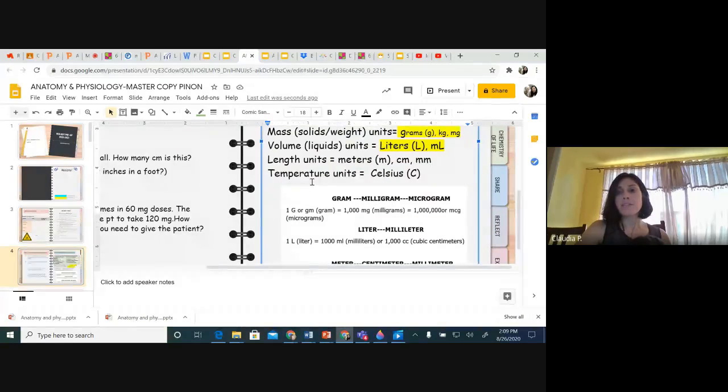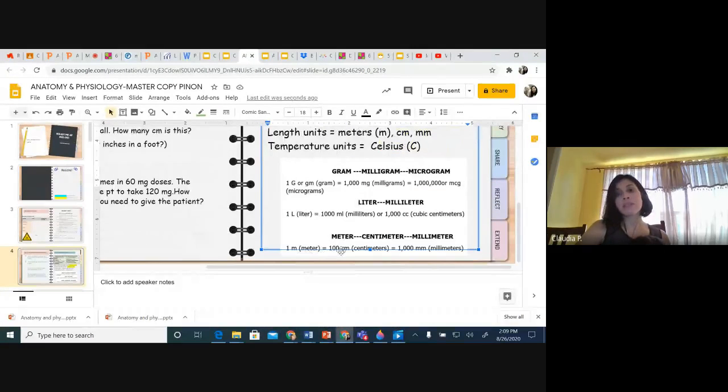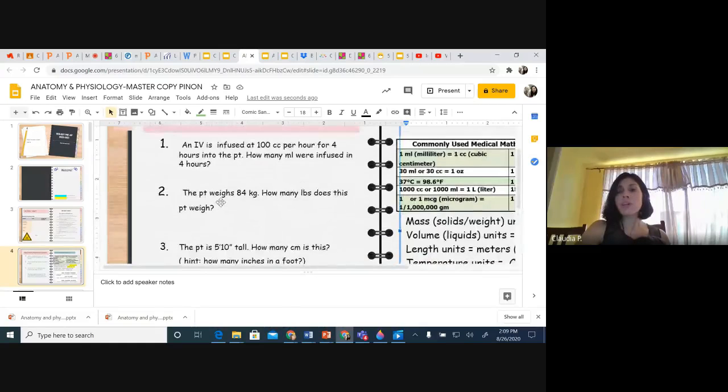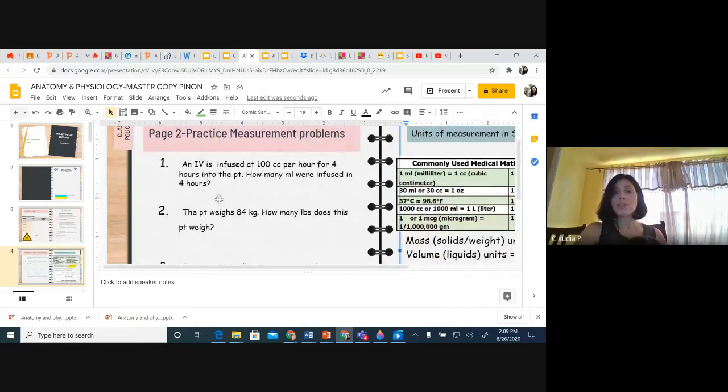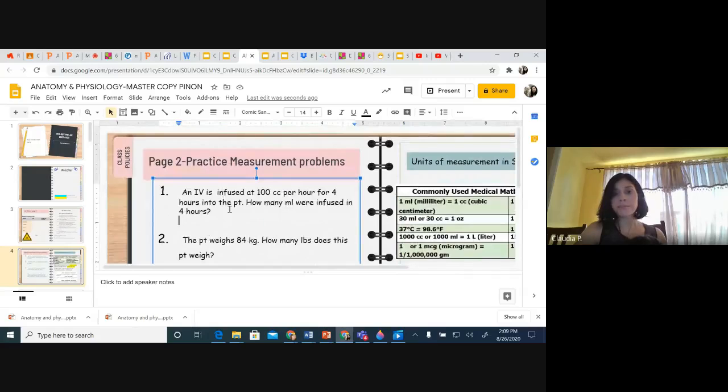So you all have some references here, like 1 meter is the same as 100 centimeters, etc. We're not really going to work so much on conversions rather than just becoming familiar with how to use these units. So let's do a practice problem together. Tomorrow I'll leave some more problems for y'all to work with. So this will be your reference, and you'll have this in your notebook.